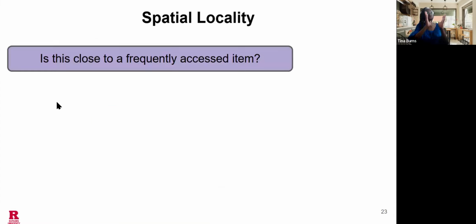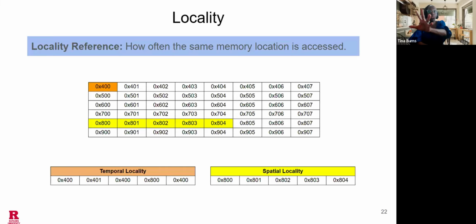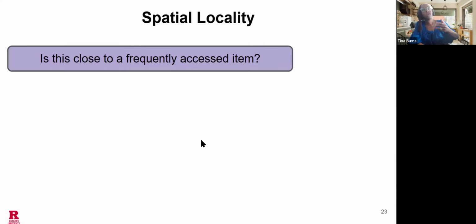All right, so let's talk a little bit about spatial locality. Keep in mind, this is space, right? How many times within a particular space, physical address, location, am I going to access this? This is a representation of spatial locality, accessing elements that are near to each other, right after each other. So the question for spatial locality is: is this close to a frequently accessed item? Is this address near something we already access frequently?